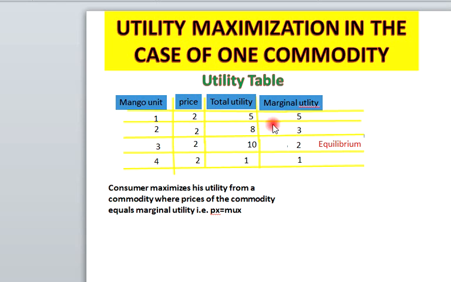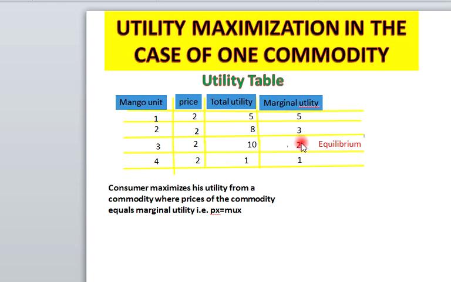So if you look at it now, at the first stage, marginal utility is greater than price. Even at the second stage, marginal utility is greater than price. So it means that the consumer can still continue purchasing the goods. This has made the consumer take the third unit, and when it takes the third unit, it pays $2 again. Then the total utility becomes 10 utils, and the marginal utility becomes 2 utils.